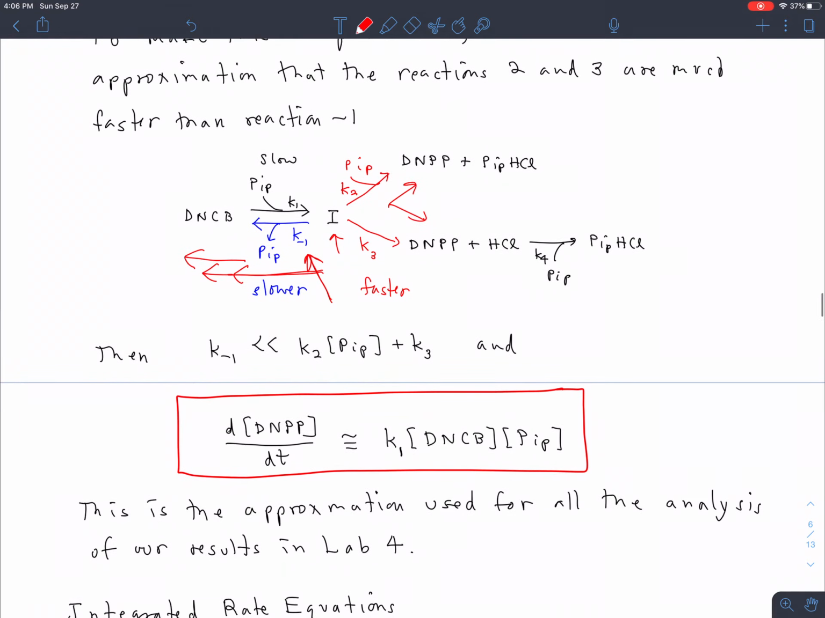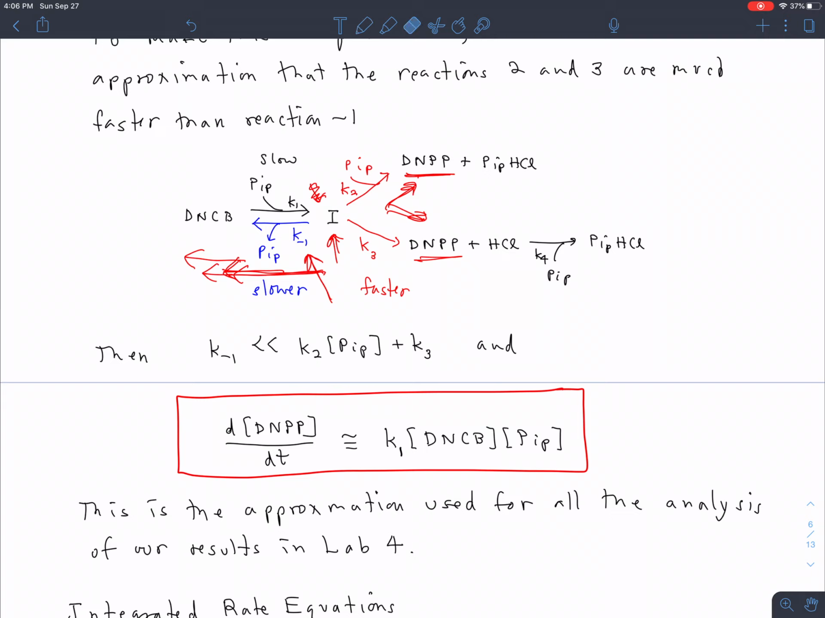What that would mean is that once you form this intermediate, there's a strong tendency for the formation of the product rather than going back to reactants. Once you get to the intermediate stage, it almost always goes forward to products by one route or the other, and rarely goes back to reactants.